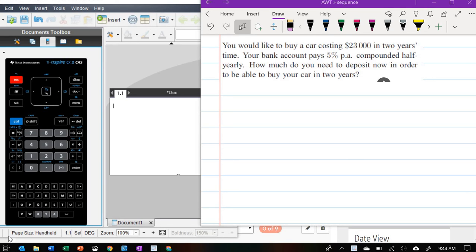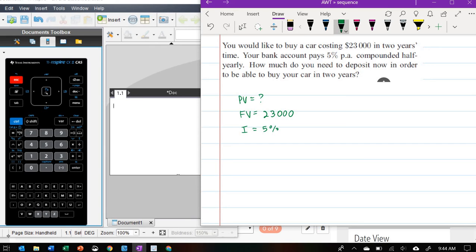So let's go through and figure out what information we have to begin with. So we actually don't have our present value. Present value is our question because that's how much we need to know how to save starting now. Our final value or future value is going to be $23,000 because that's what we want to pay for the car. Our bank account is going to pay us 5%, so our interest is 5%.